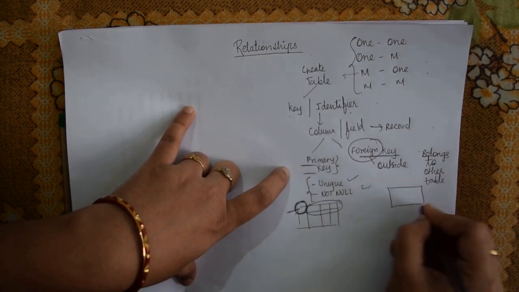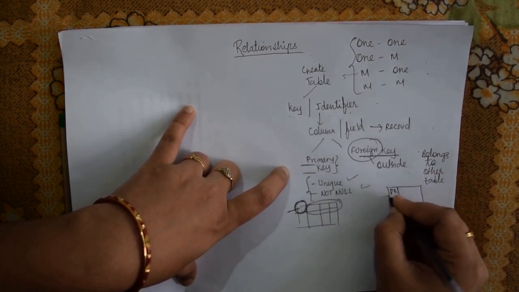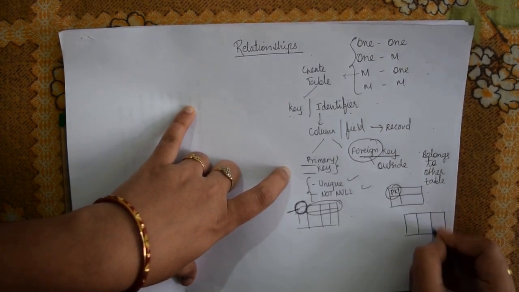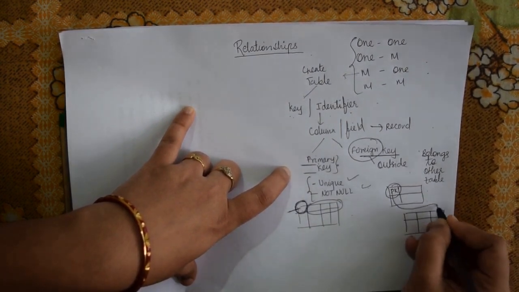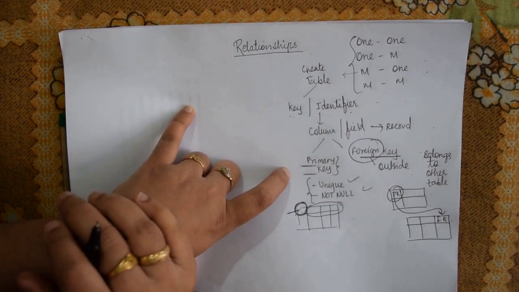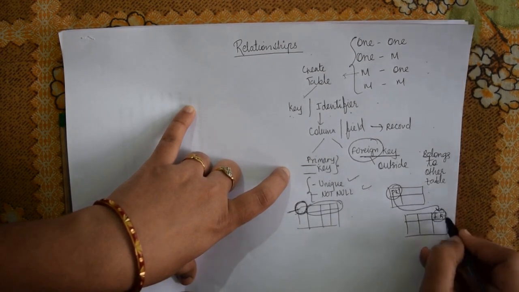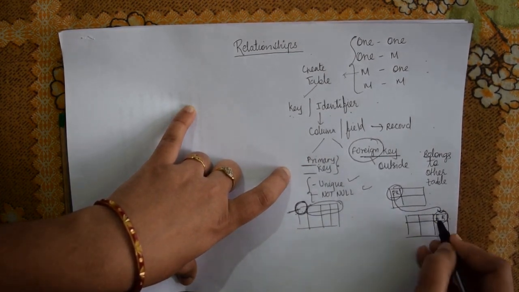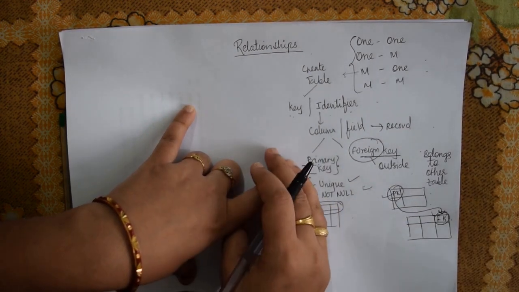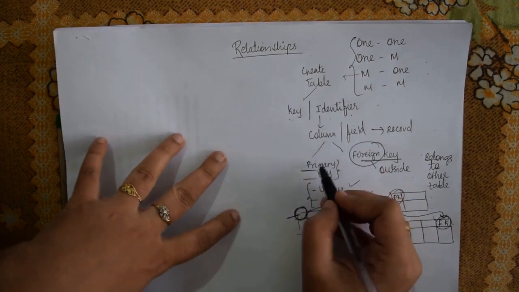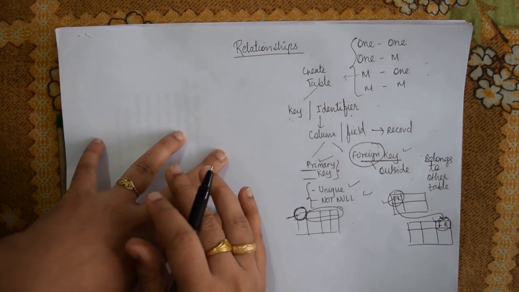Suppose this is my first table, and here this is the primary key. Now in the second table this primary key comes in, and it becomes a foreign key. In this way you can join or link different tables with the help of primary key and foreign key. Understood what a foreign key is and how you can connect different tables with the help of primary key and foreign key?